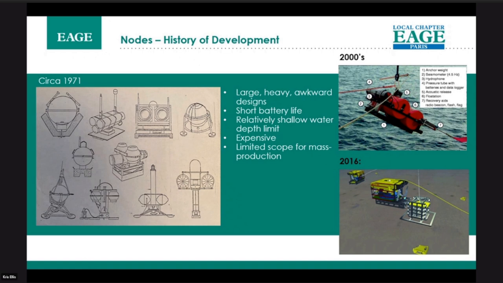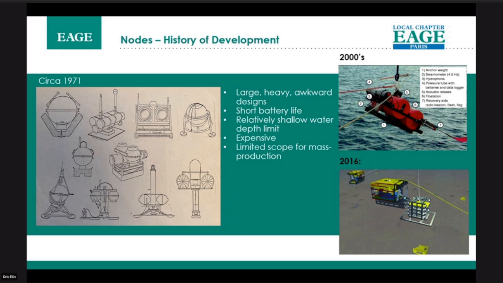They were enormous, cumbersome, very heavy. They required relatively expensive hardware. Deployment was fairly tricky. You know, you're dealing with a fairly large crane on a moving platform. Component availability was an issue. Clock drift corrections were a bit of a pain. These things ran on lead acid batteries. And yeah, it was a bit of a nightmare.